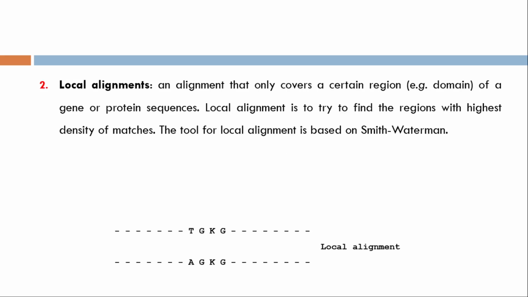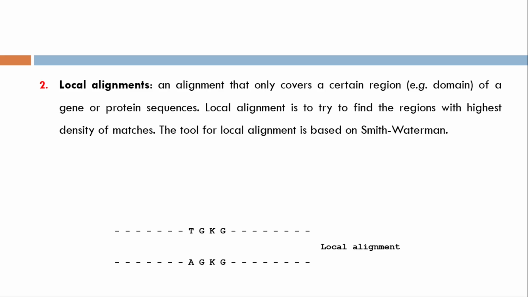Local alignment is very simple: the alignment only covers a certain region, not the whole sequence. For example, that is a domain of the protein. I think you know the domain is the structural and functional unit of any particular protein. Local alignment tries to find the region with the highest density of matches. The tool for local alignment is based on the Smith-Waterman algorithm.